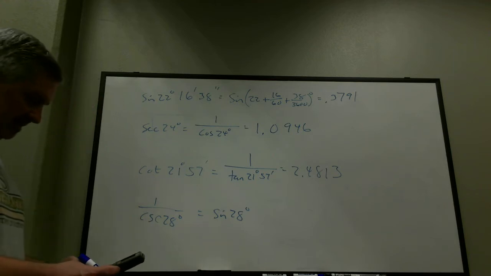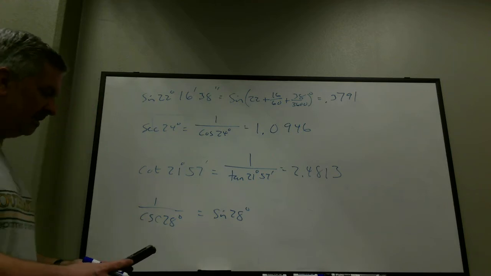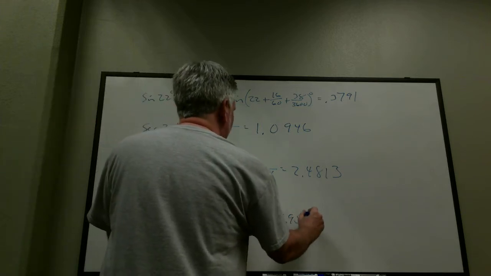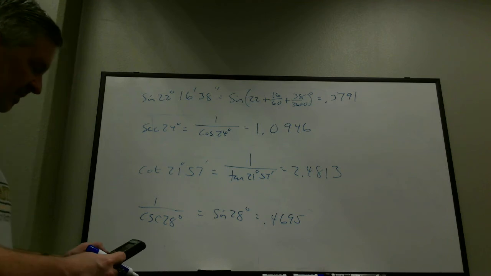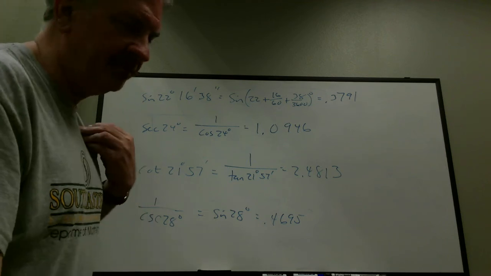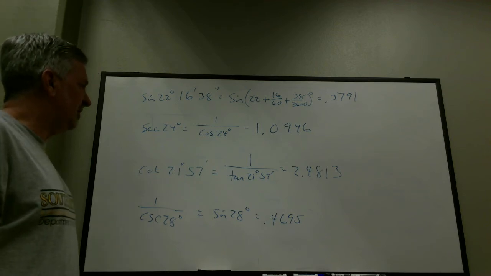We have a sine button. So sine 28, 4 places is about 0.4695. You have to round up, 4695. Okay, so the calculator isn't so bad. You just have to practice using the calculator.